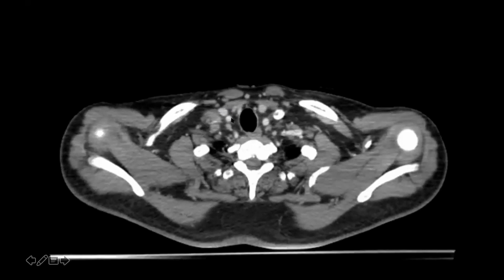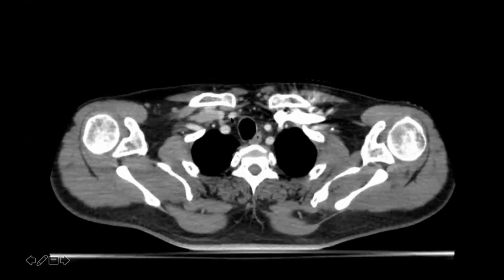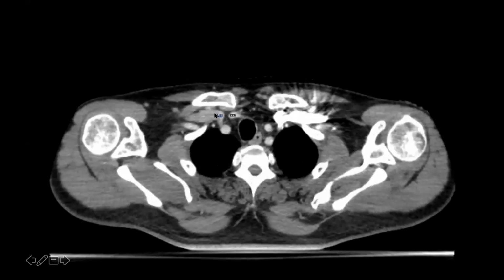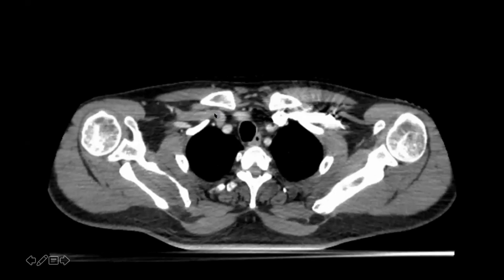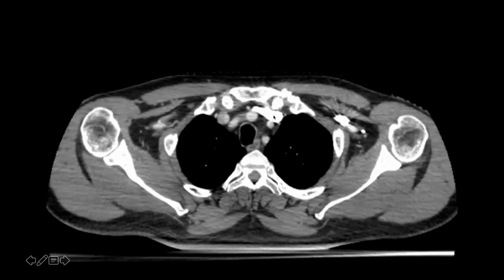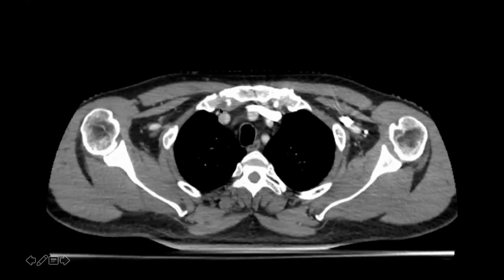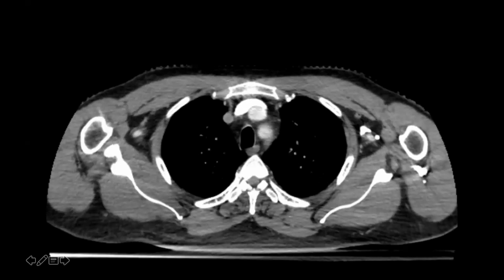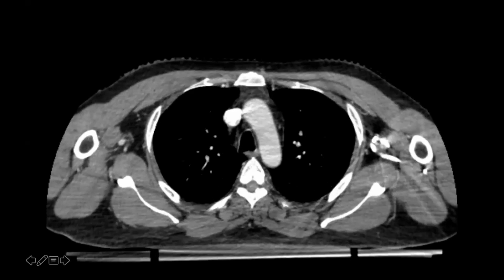As I mentioned, the right internal jugular vein will fuse with the right subclavian vein. The subclavian vein has come from this side and joined the right internal jugular vein, and now they form the right brachiocephalic vein. So the left brachiocephalic vein will cross to the right and fuse with the right brachiocephalic vein and form the superior vena cava, which opens into the right atrium.